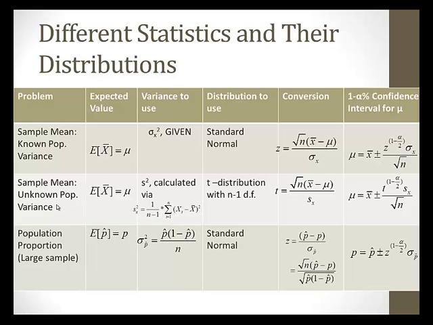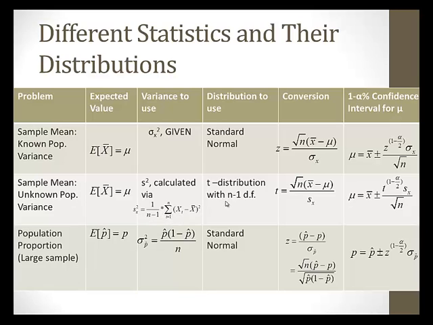Now, if we don't know the population variance, that doesn't change the expected value of our sample mean. But we are going to calculate this sample variance s squared, and it'll look like this. The way we normally calculate variance is take each x, subtract the mean, square it, add it up, and then we previously divided by n, but for the sample here, we're going to divide by n minus 1.